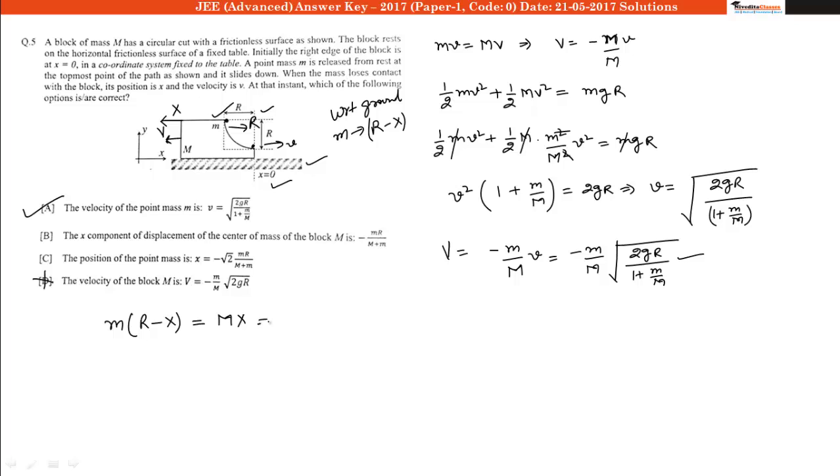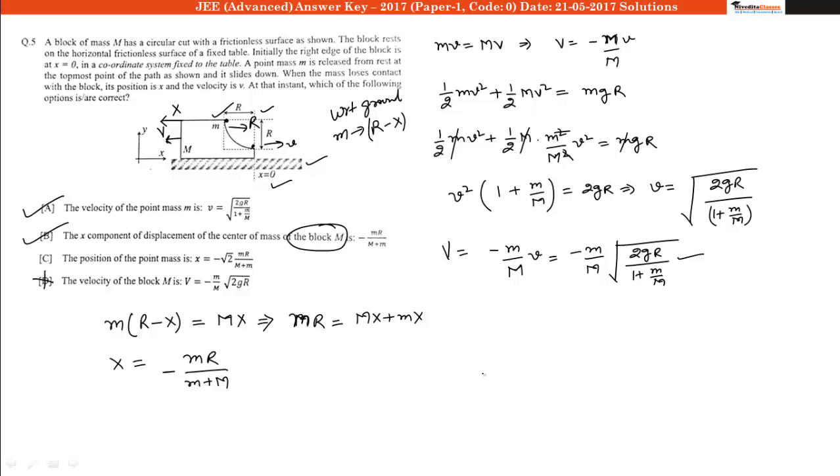Or we can say that small m R will be equal to capital M X plus small m X, or we can say that X will be equal to m R divided by m plus capital M. This is in the leftward direction, so we can put a negative sign here. Our option B says that the x component of displacement of the center of mass of block M, so we are talking only about block M, is minus m R divided by capital M plus small m. So this is again our correct choice.